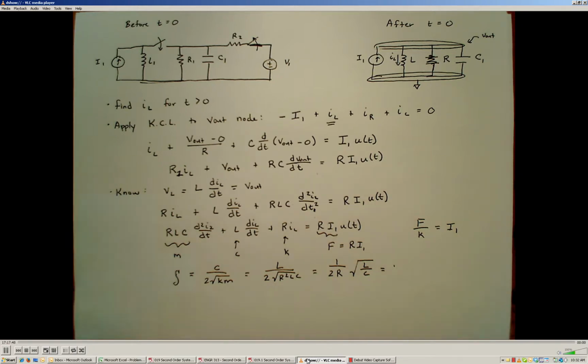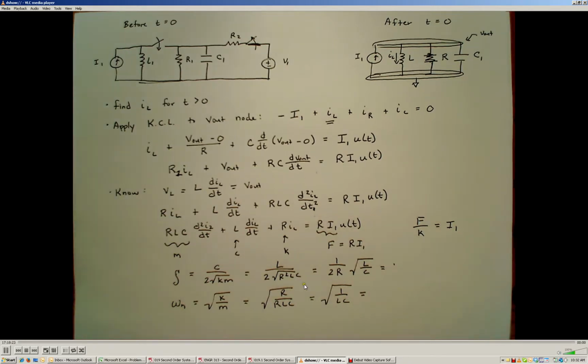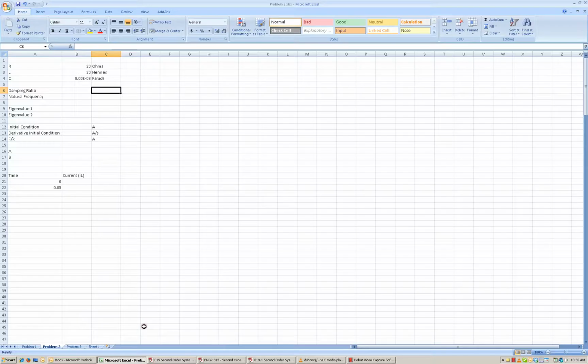So now I'm going to calculate what that damping ratio is in order to determine whether the system is overdamped, critically damped, or underdamped. In addition to that, I'm going to calculate the natural frequency because I'm going to need that value to calculate the eigenvalues of the system. The natural frequency is given as the square root of K over M, or the stiffness divided by the inertia, which is the square root of R over RLC, which is the same thing as the square root of 1 over LC. Okay, so now I'm going to go to Excel so that I can do these calculations here.